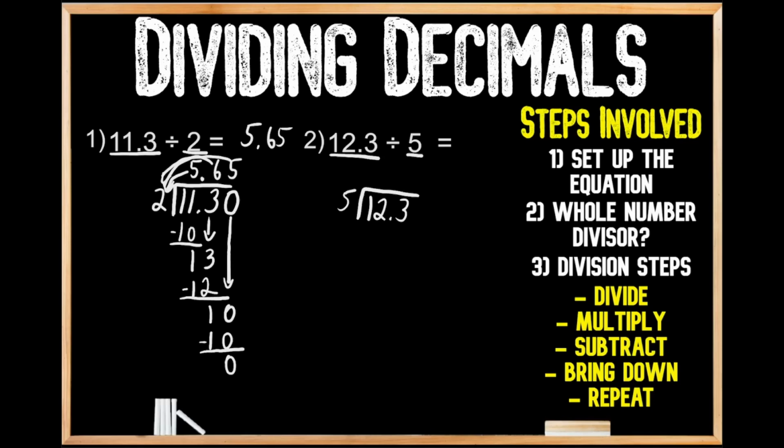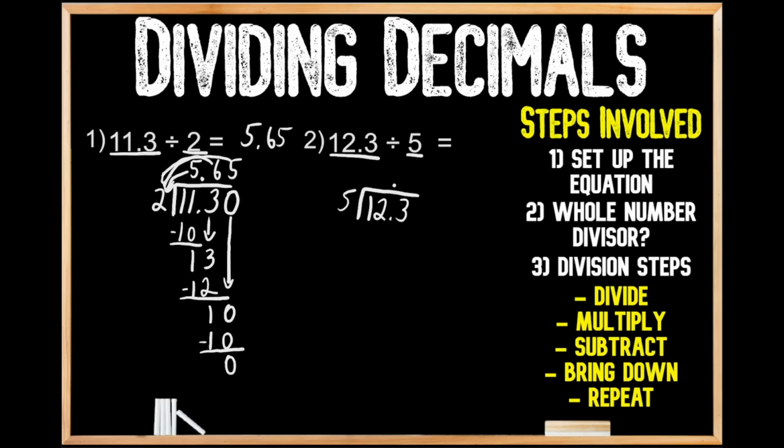And for step number 2, whole number divisor question mark, we can see here that our divisor is a whole number, so we're going to bring our decimal place up top into our answer. Now we're going to move on to step number 3, which is to work through our division steps from left to right. We know that we can't make a group of 5 out of 1, so we move from left to right, and now we think, how many groups of 5 can we make out of 12?